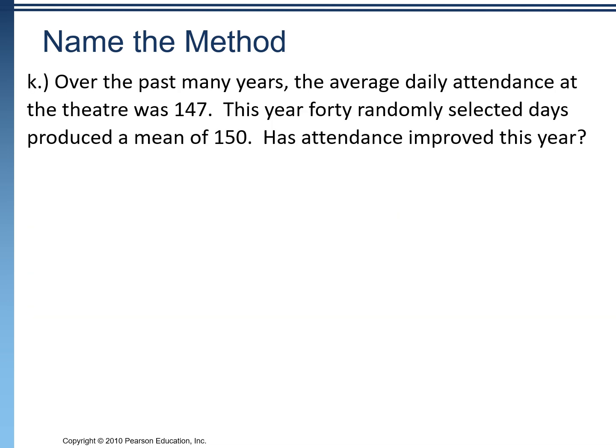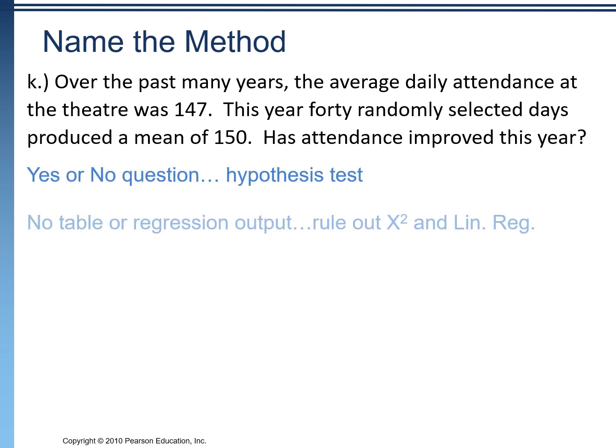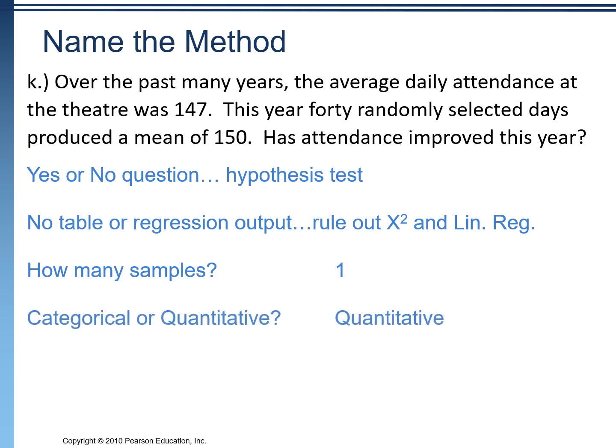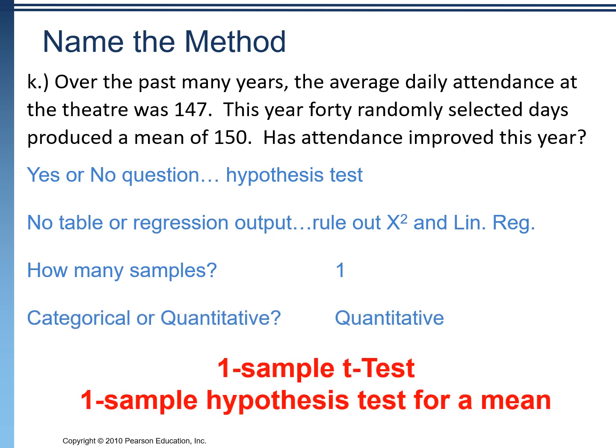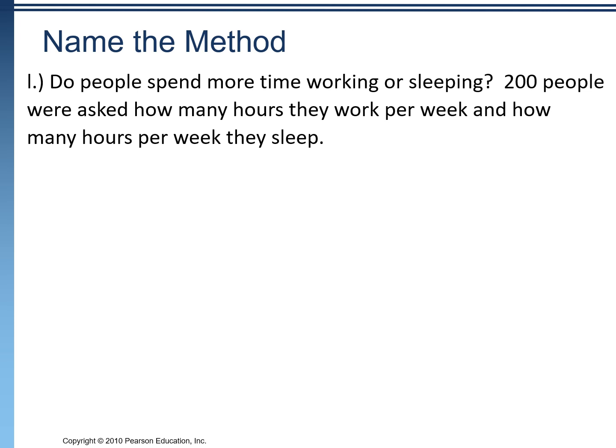Over the past many years, the average daily attendance at the theater was 147. This year, 40 randomly selected days produced a mean of 150. Has attendance improved? That's a yes or no question. It's a hypothesis test. Again, we'll rule out chi-squared and linear regression. This time we just have one sample, and we have a quantitative variable again. So this is a one-sample t-test, or a one-sample hypothesis test for a mean. And don't X out yet because this is a tricky one.